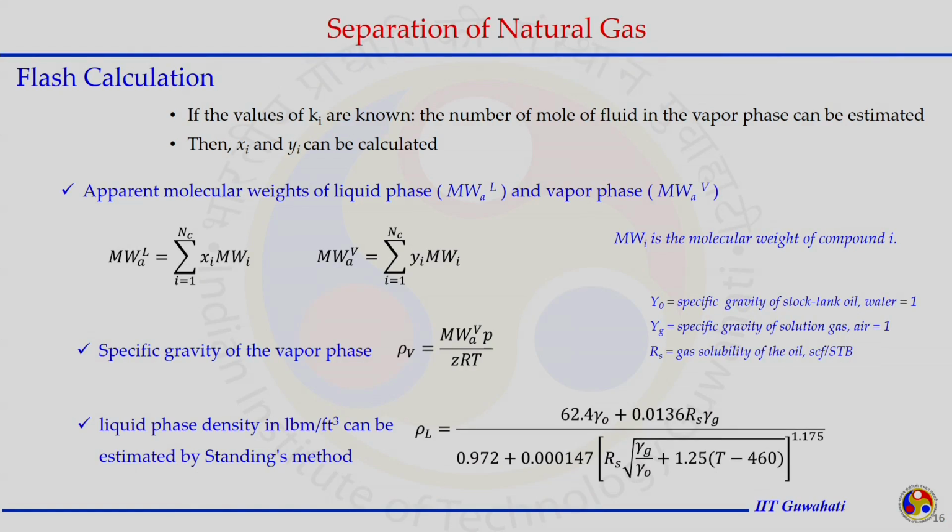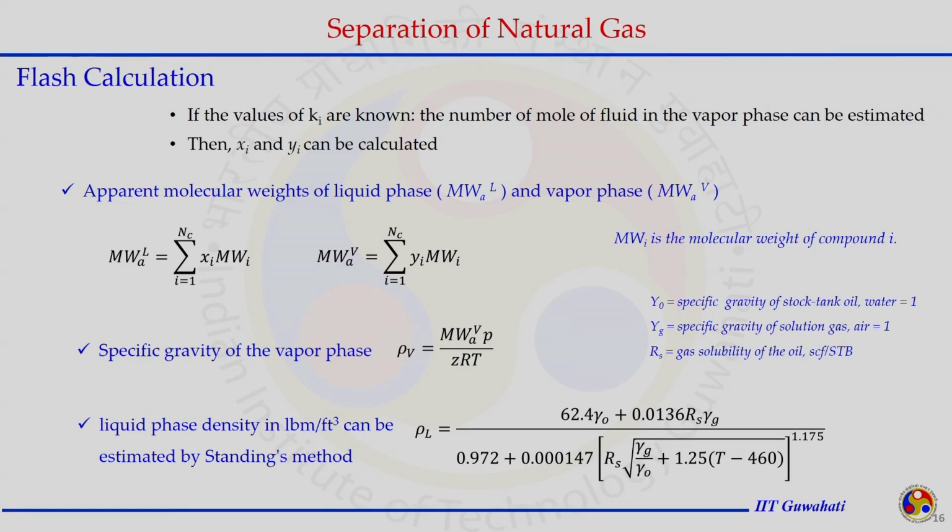Once we know the moles in the vapor phase, we know the moles in the liquid phase also, because N_V plus N_L is equal to 1. If the values of K_i are known, we can calculate N_V and N_L, and once they are known, we can calculate x_i and y_i. Once we know x_i and y_i for each component, we can calculate the apparent molecular weight of the liquid phase and the apparent molecular weight of the vapor phase, by using the summation or the mixing rule.